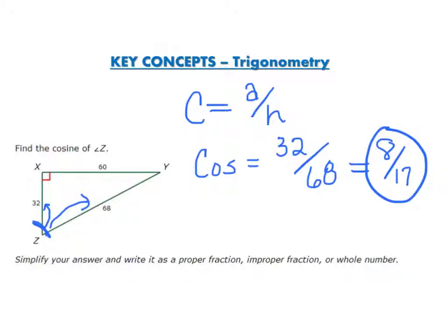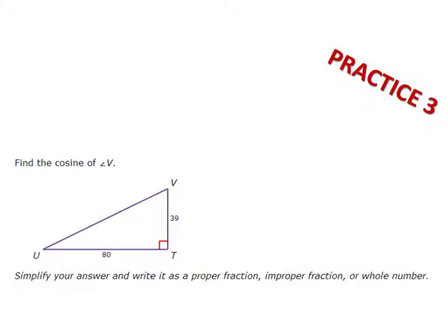And that's all it is, how you figure cosine. So hopefully you're getting a little less stressed about trig by now. Practice 3. Find the cosine of angle V. Just make sure you notice angle V is at the top. It is not the angle on the left.